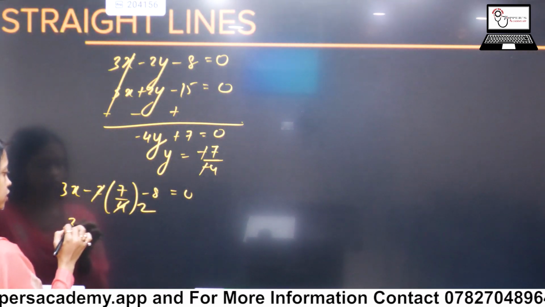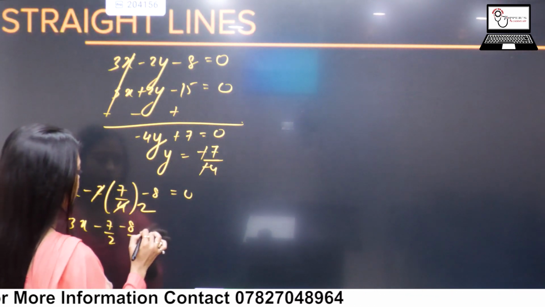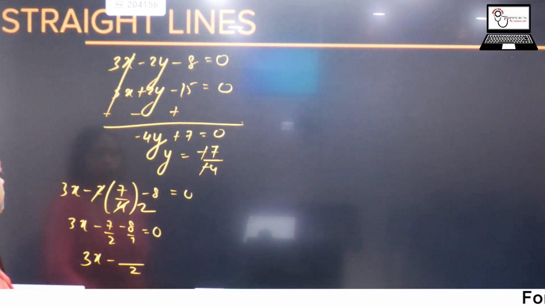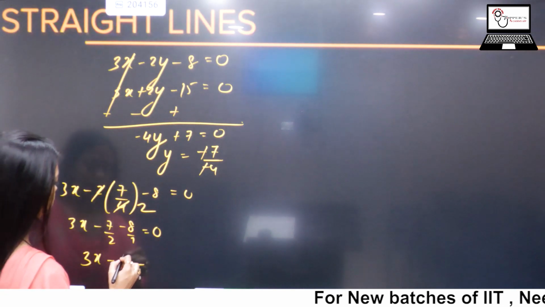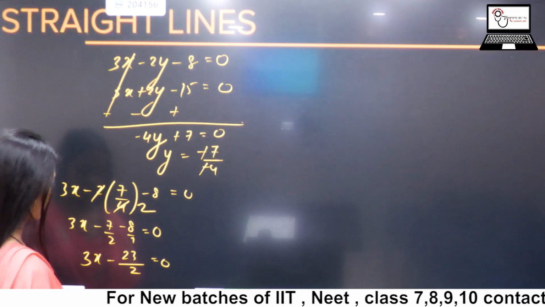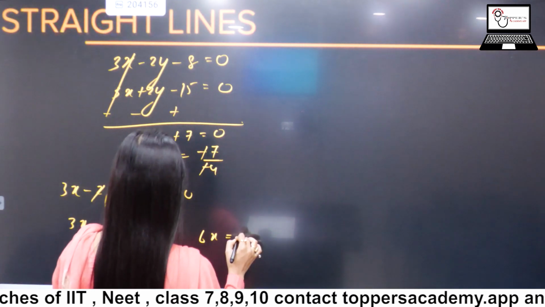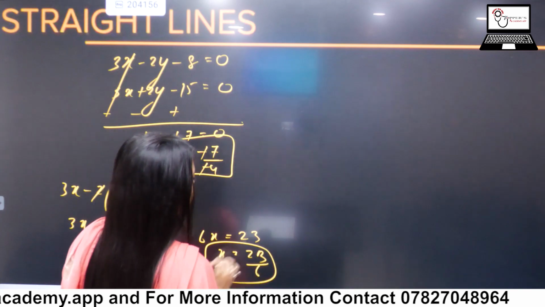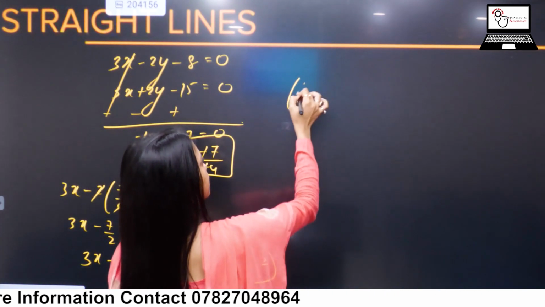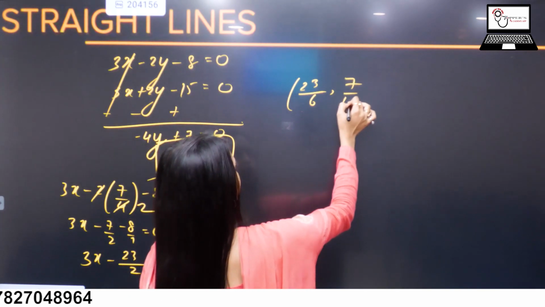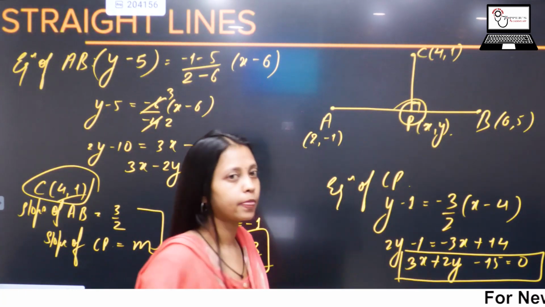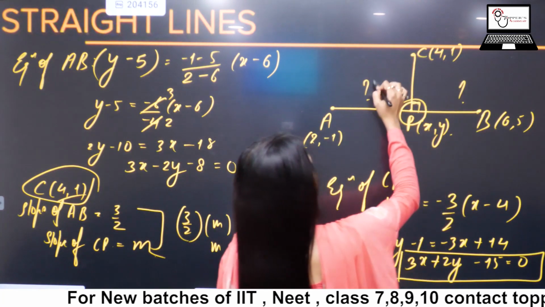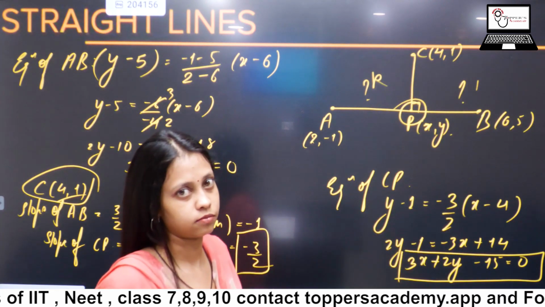It becomes 3x minus 7 by 2 minus 8 equals 0, so 6x equals 23, x equals 23 by 6. These are your points. That means 23 by 6 comma 7 by 4 is the point, that is your x y. You can find the ratio k is to 1, and you will get your answer.